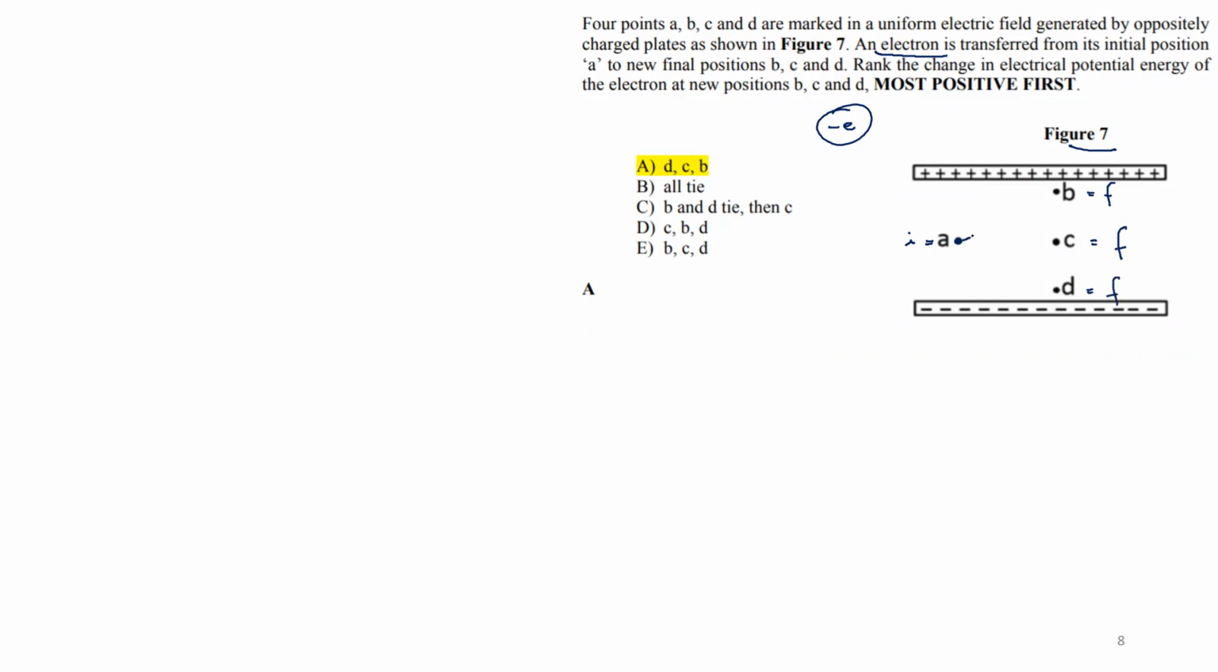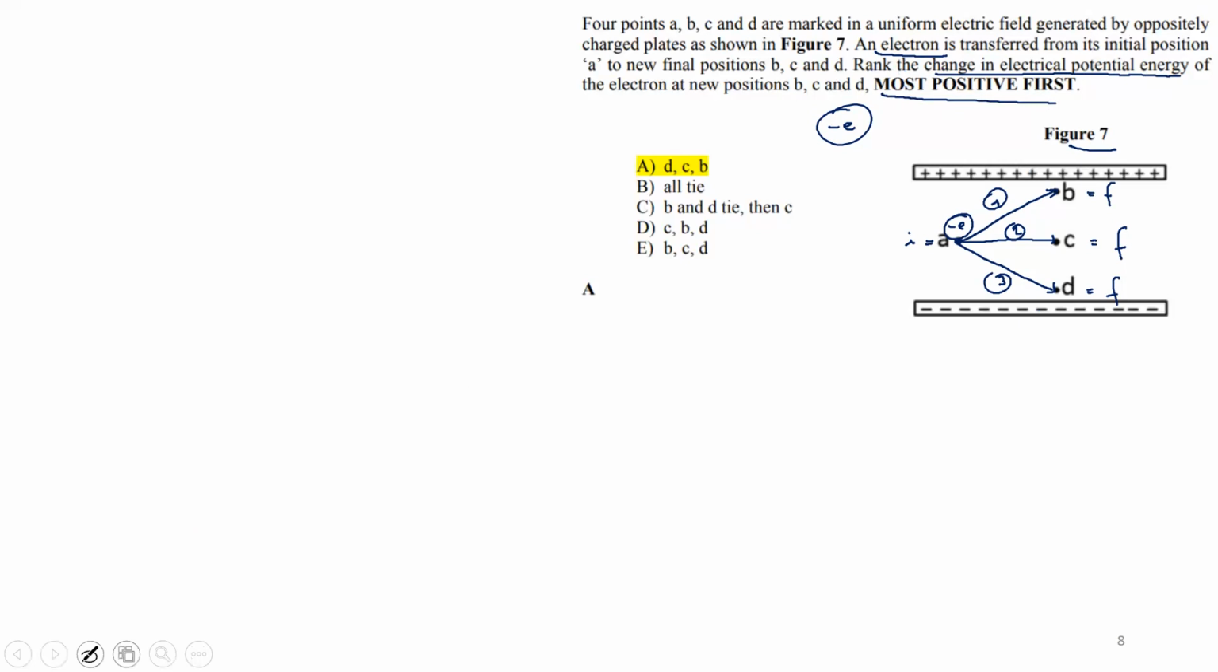So I go from A to B. This is the first path. This is the second one. And this is the third one. Okay. So it's an electron, minus E, going from A to B, C, and D. So the question: rank the change in electric potential energy. Read the question very carefully. Rank the change in electric potential energy of the electron at its new positions B, C, and D, most positive first.